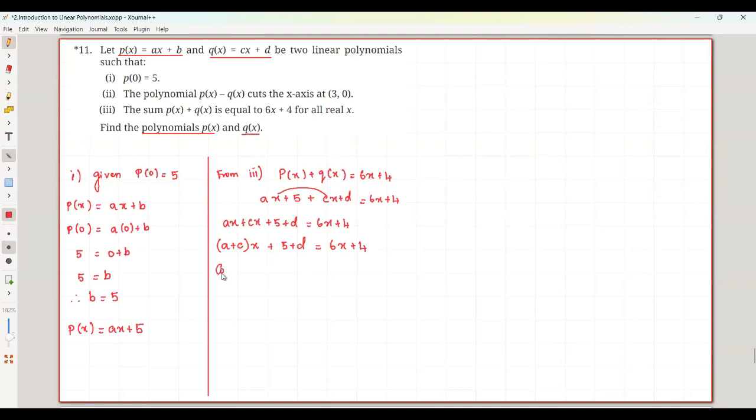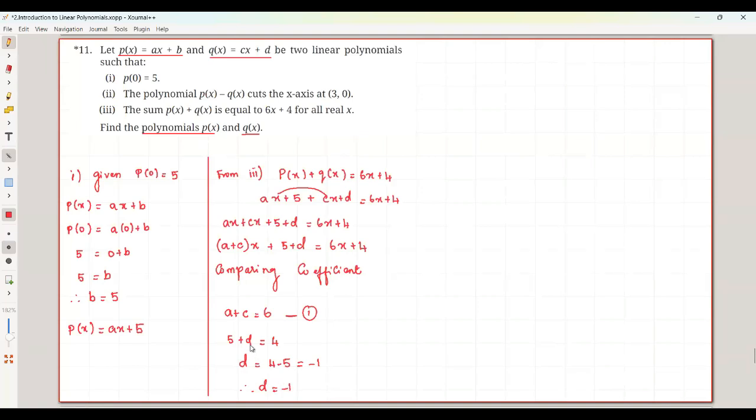Comparing the coefficient of x, a plus c is equal to 6. I'm taking this as the first equation. Next, we compare the constant term: 5 plus d is equal to 4. From this, I can get the d value. So d is equal to 4 minus 5, and 4 minus 5 is minus 1. Therefore d is equal to minus 1.